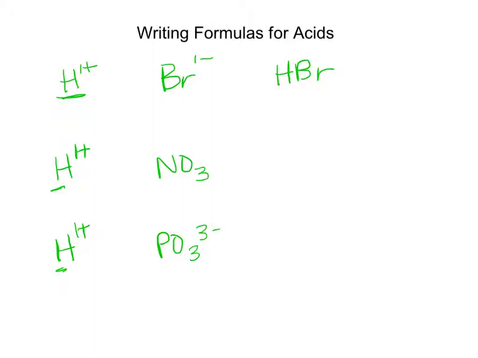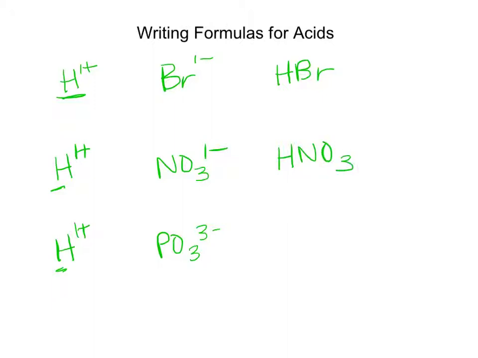Now, if we look down here at our second example, we already said our hydrogen is 1+, and our charge on nitrate here is also 1-. So now notice that these balance out, so 1+, 1-. So my formula is going to be HNO3. There's the formula for that acid.